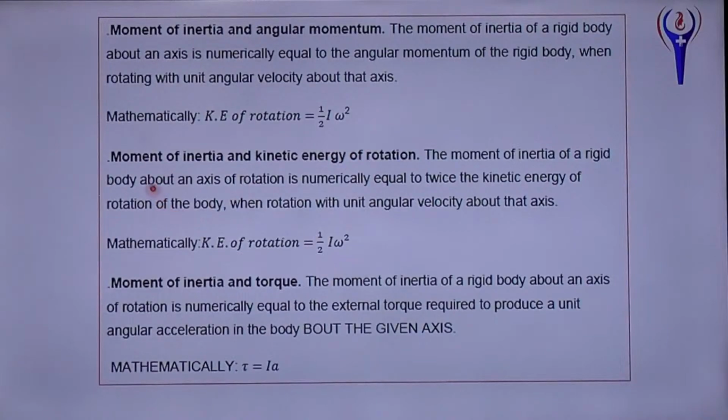Moment of inertia and kinetic energy of rotation. Moment of inertia of a rigid body about an axis of rotation is numerically equal to twice the kinetic energy of rotation of the body when rotating with unit angular velocity about that axis. That is, kinetic energy of rotation is half I omega square.